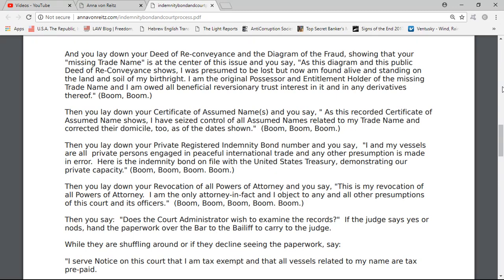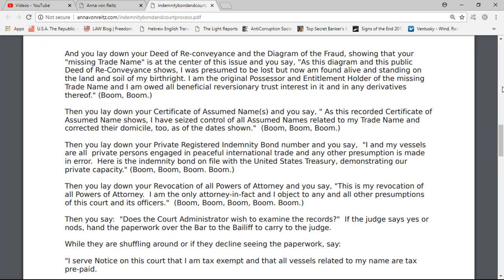And you lay down the deed of reconveyance and the diagram of the fraud, showing that your missing trade name is at the center of this issue, and you say, as this diagram and this public deed of reconveyance shows, I was presumed to be lost but now am found alive and standing on the soil and land of my birthright. I am the original possessor and entitlement holder of the missing trade name, and I am owed all beneficial reversionary trust interest in it and any derivatives thereof. And she writes, boom, boom, after that.